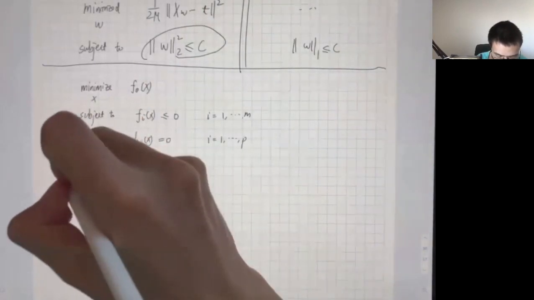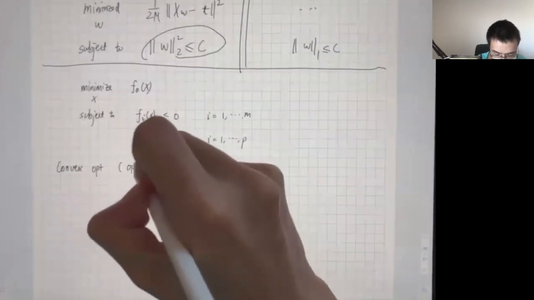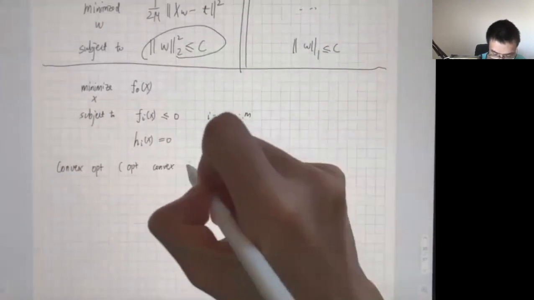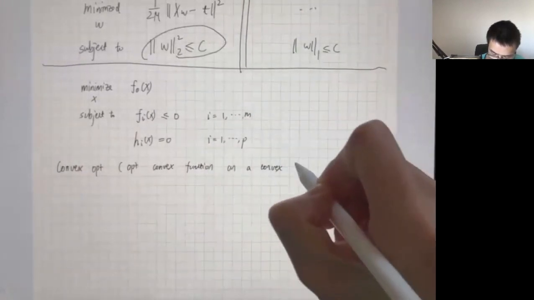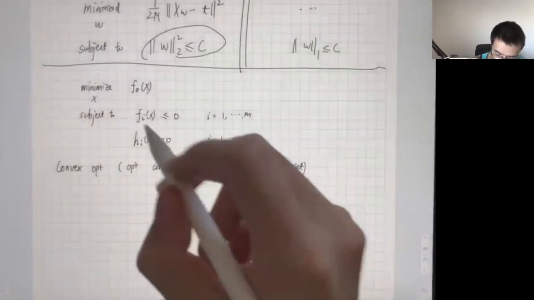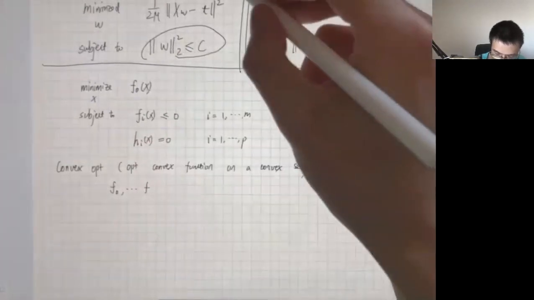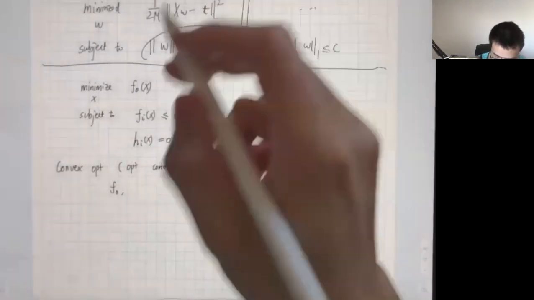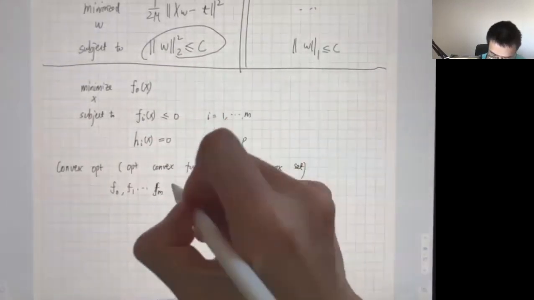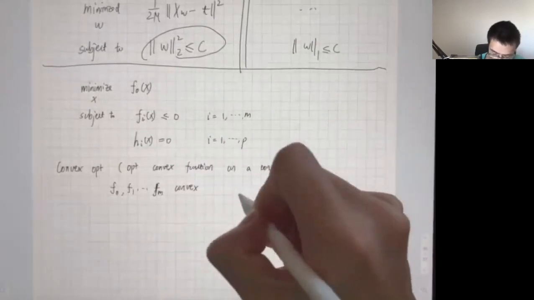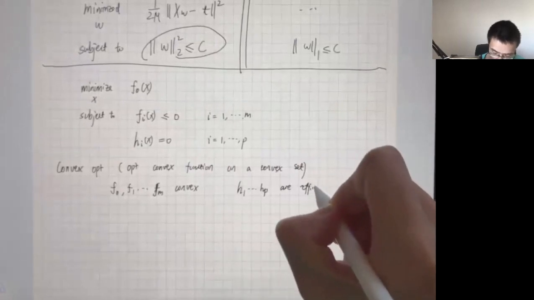And when we talk about a convex optimization, it's essentially saying optimizing a convex function on a convex set. Which says f0, f1 up to fm are convex functions. And h1 up to hp are affine functions, okay?